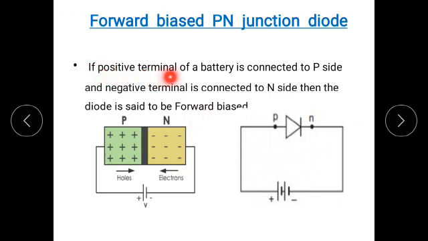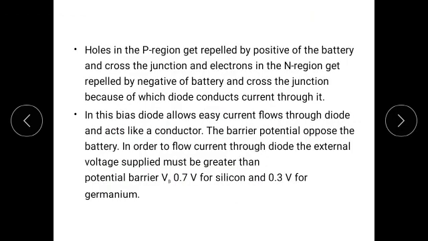If the positive terminal of the battery is connected to the p side, see this is the positive terminal connected to the p side, and the negative terminal is connected to the n side, then the diode is said to be forward bias. And this is the second diagram for the forward bias p-n junction diode. Here we use the symbol of the p-n junction diode.